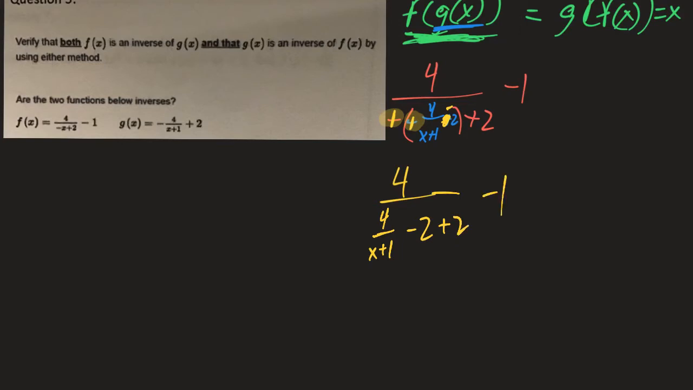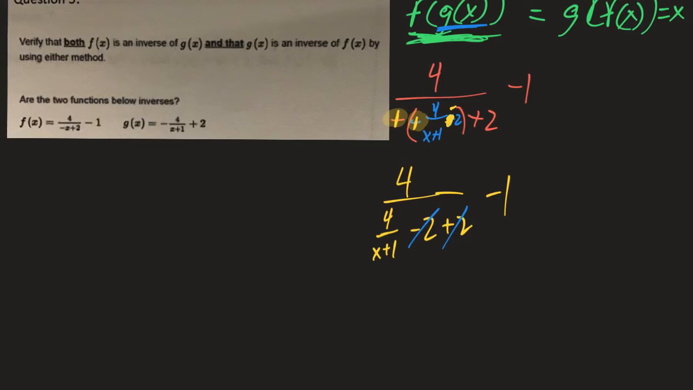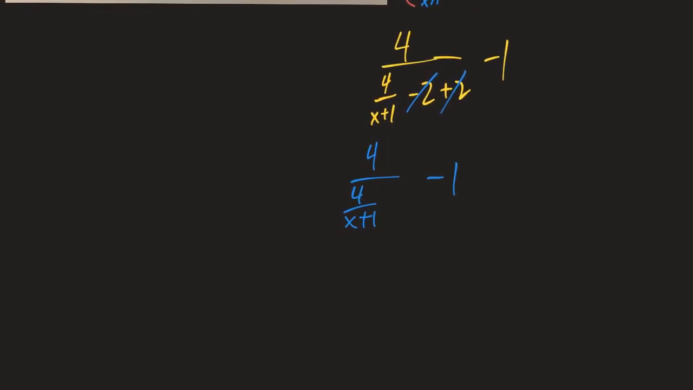Now, the next thing that I see that's going to cancel out are these plus 2 and minus 2's. And now from here, we're going to be able to simplify our fraction down even further. We've got 4 over x plus 1 minus 1. And some of you guys may already recognize what's going on with this fraction, right? We're going to flip this and multiply it to the top. So we've got 4 times x plus 1 over 4 minus 1. And these are, again, going to cancel out as well.